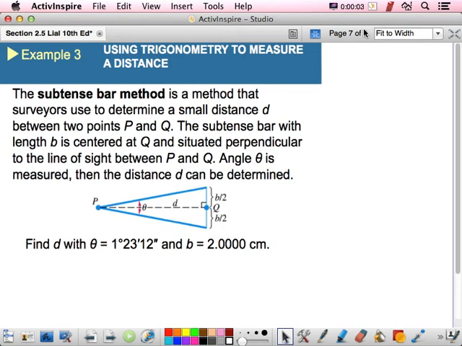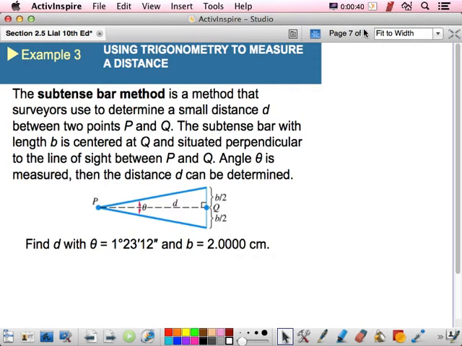For the remainder of this lesson, we're going to look at a couple of other applications. And you guys, there are tons of applications of right triangles, so I just picked a couple. This first one is called the subtense bar method. This is a method that surveyors use to determine a very small distance d between 2 points P and Q. What we like about it is that you can use it to measure more precisely and to more significant digits than a tape measure can do. So that's why they do it. When you're looking at a small distance where you want to go to a lot of decimal places, this is what they use.